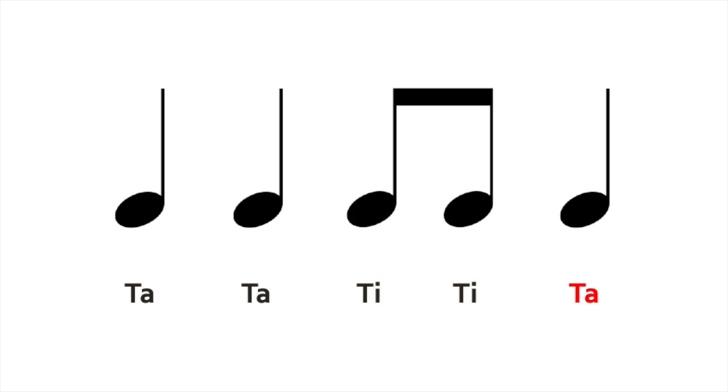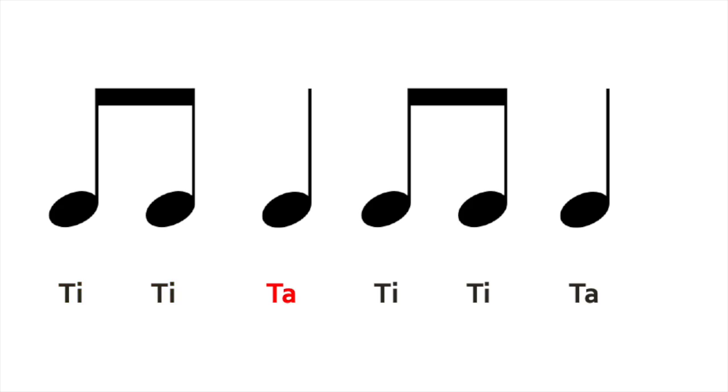Before learning some more unfamiliar notes, let's practice some patterns using these note values. I'll clap the pattern and you repeat after me. Be sure to say their names as you clap. Here's the first pattern. Ta, ta, ti, ti, ta. Here's the next pattern. Ti, ti, ta, ti, ti, ta. Try this one. Ta, rest, half note.